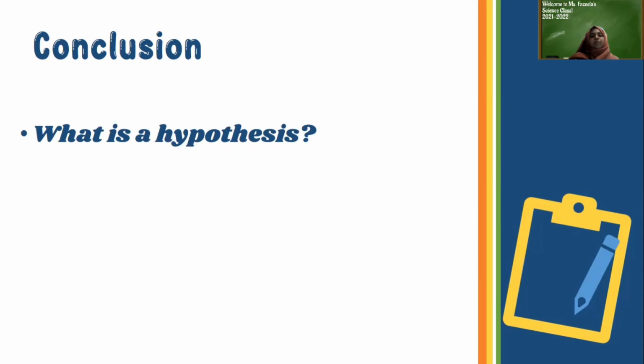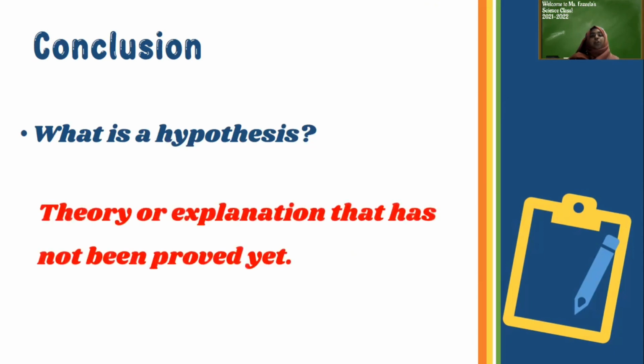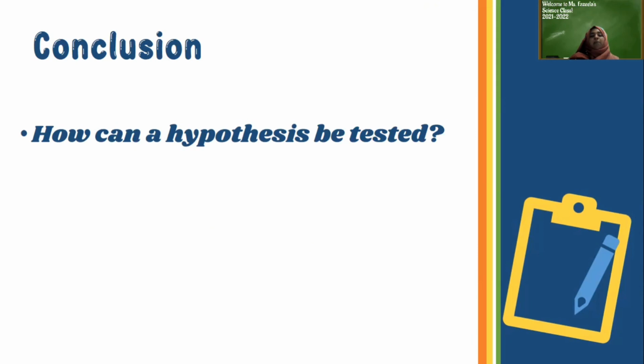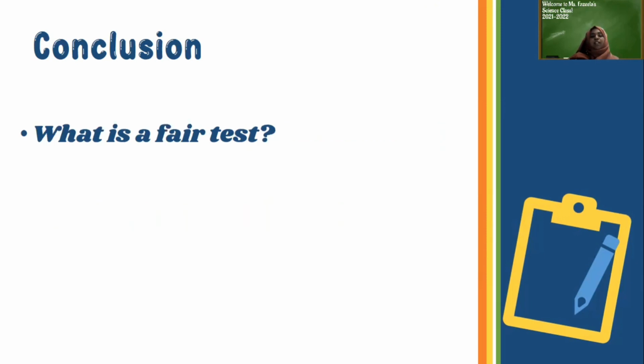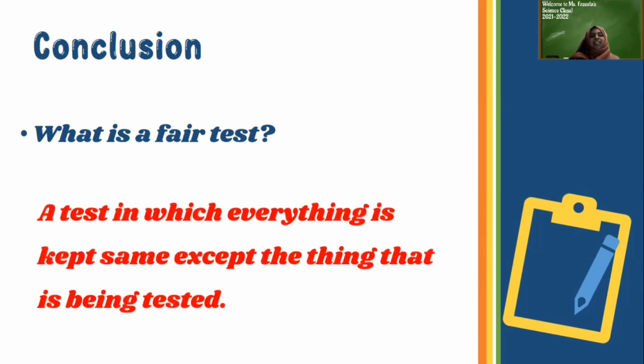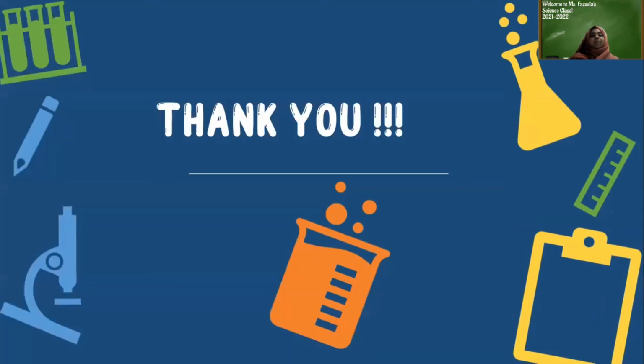What's a hypothesis? Yes, it is a prediction or an educated guess, right? It's an explanation which is not proved yet. It's just a prediction. How can a hypothesis be tested? How can you test it? Yes, by doing an experiment, you can test it to see if your guess or your prediction was right or wrong. And what is a fair test? Yes, a test in which everything is kept the same except the thing that is being tested. Except the thing which you are looking for, all the other things should be the same.